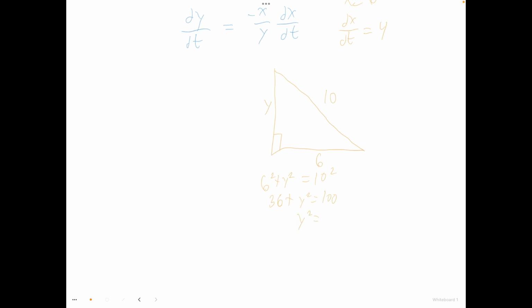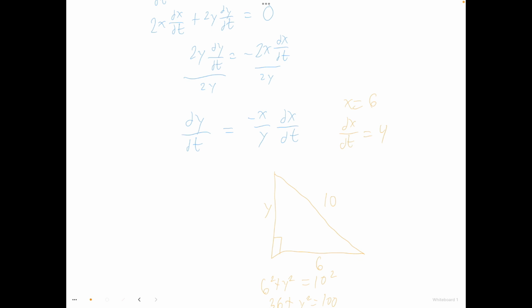So 36 plus y squared equals 100. Then y squared equals 64. So y equals 8, which is the square root of 64. Now we take the positive square root here because y is obviously a positive number. The ladder is not below ground, so we know y is positive. So the value of y we care about is 8. And so in that specific point in time we care about, x is 6 and y is 8.